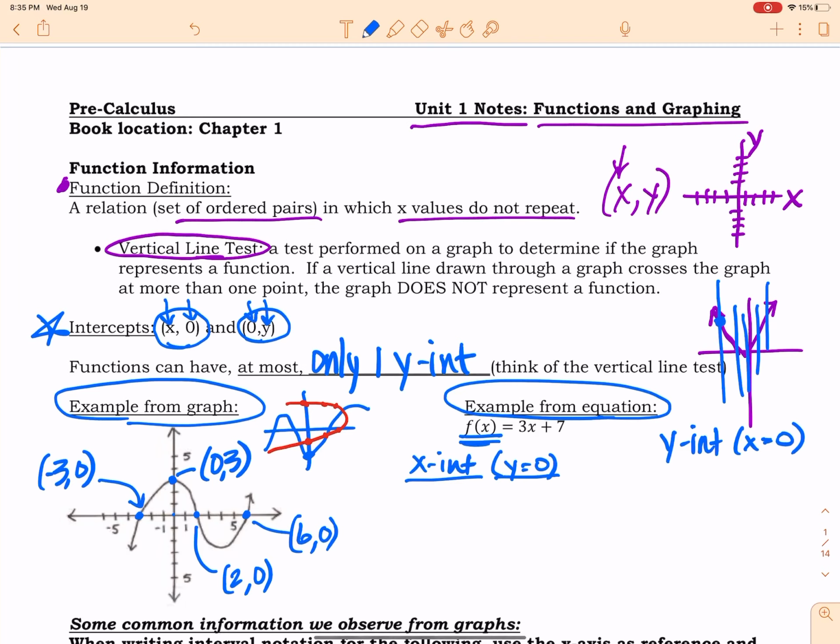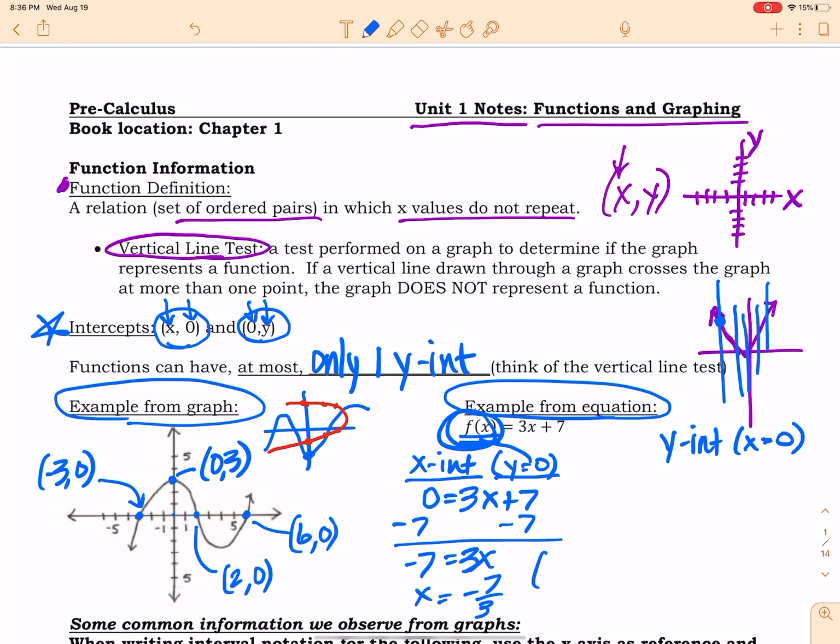So if f of x represents y, then I'm going to have 0. I'm just replacing f of x with 0, so 0 equals 3x plus 7. I subtract 7 from both sides. I have 3x equals negative 7. Divide both sides by 3. And my x-intercept is negative 7/3, 0. Awesome. So that's how that works.